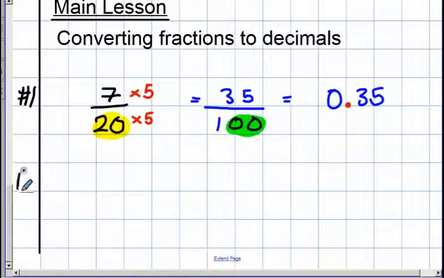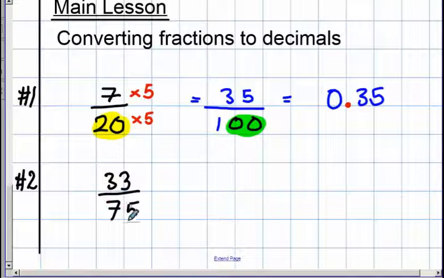Example 2. 33 over 75. Now, this looks tricky because nothing immediately springs to mind as to what I can multiply 75 by to turn it into 100 or 1,000. But what I can do is, will this simplify down? Is there a common factor? Well, there is. 3 will go into both.